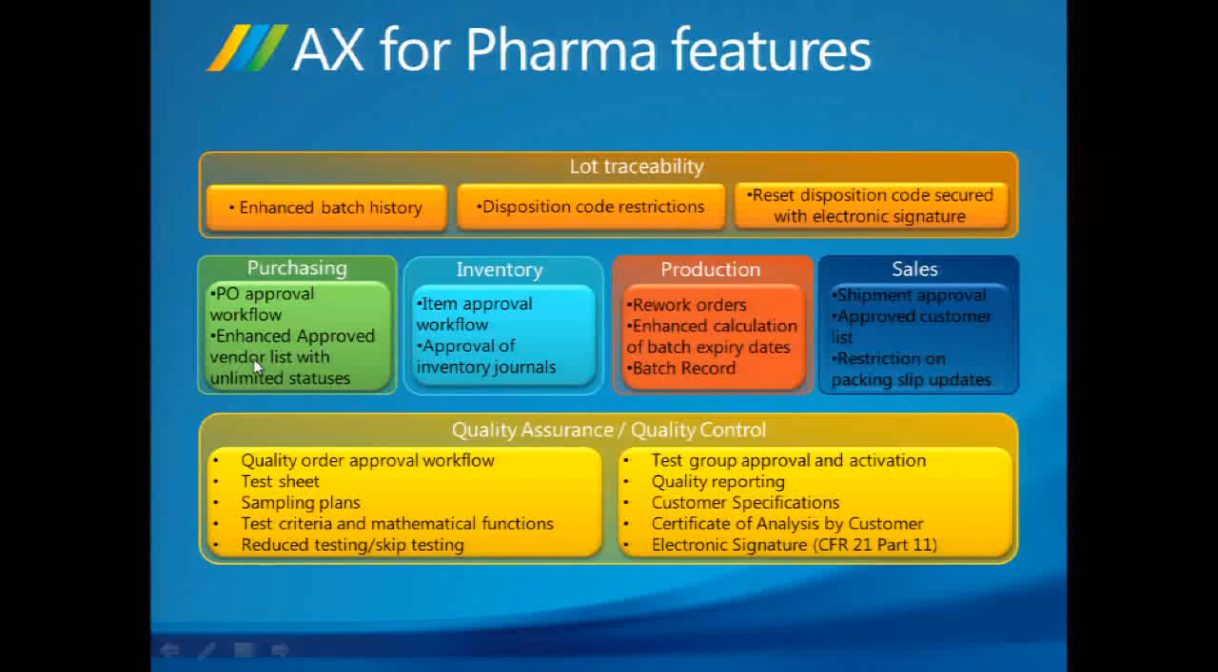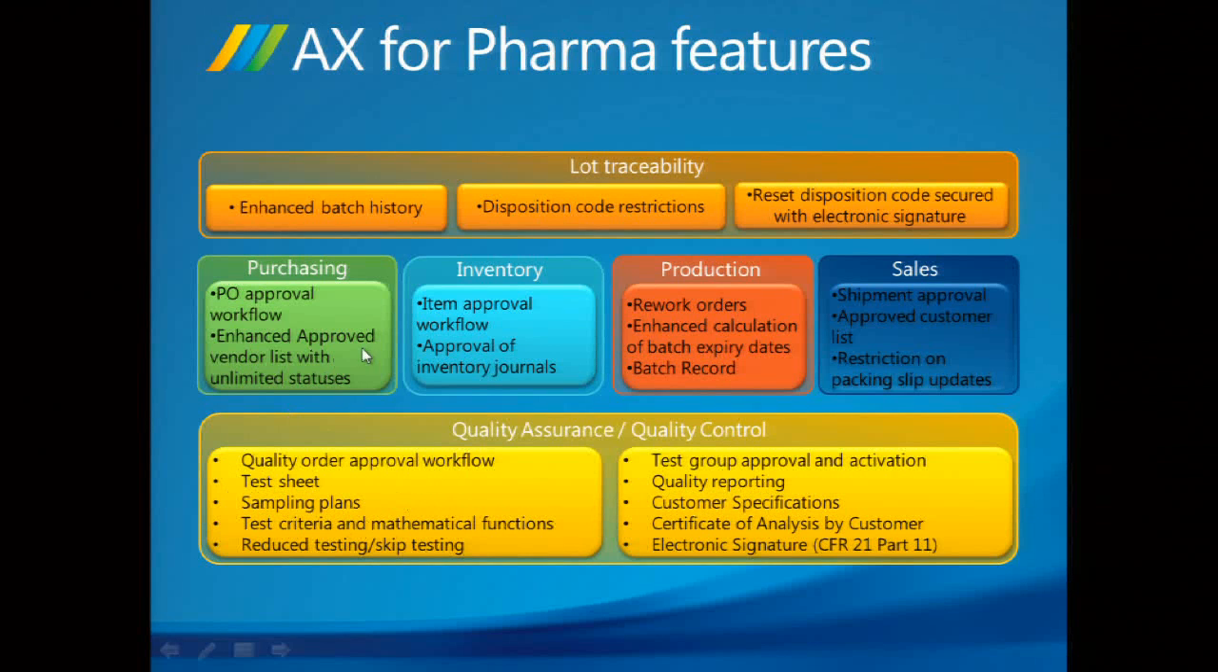Just an example: you have to change the way you sample products according to the qualification status of a vendor and of an item. If the vendor can sell you that item, you have to be able to change the way you sample it and the workflow you use in that case. You have to have rework orders, batch expiry dates, again built on top of what Microsoft is doing, full integration of electronic signature, and a series of improvements on quality orders. This is the part we're going to see today.